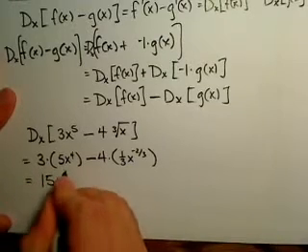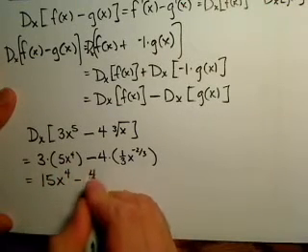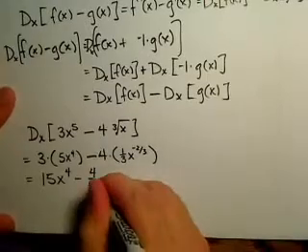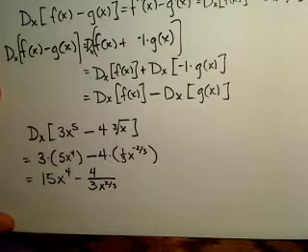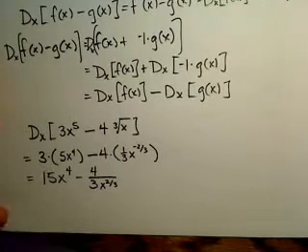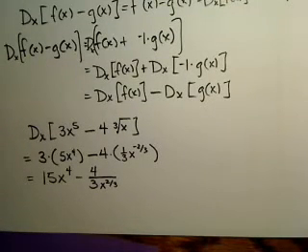Just clean this up. 15x to the fourth minus 4/3, and then you can write that, let's say, x to the 2/3 in the denominator. That seems clean enough. We'll look at product rule, quotient rule, and the chain rule in future videos.